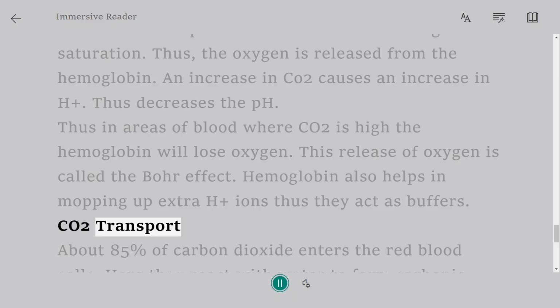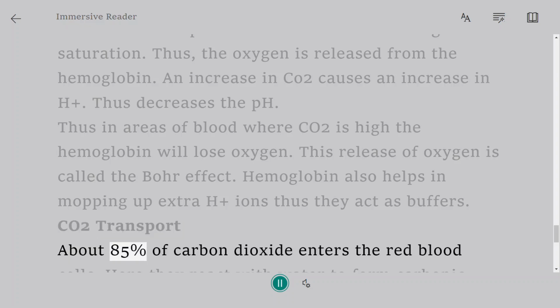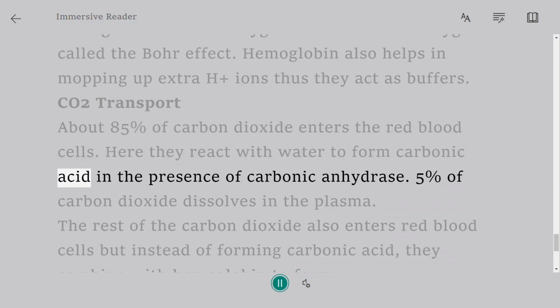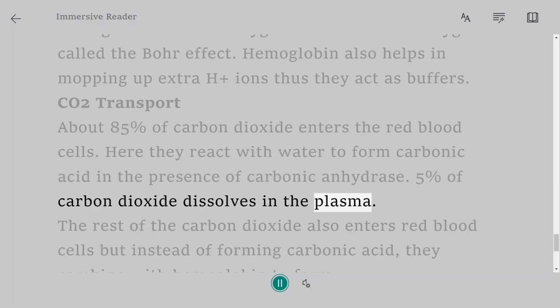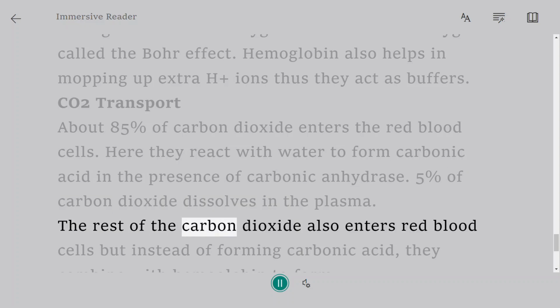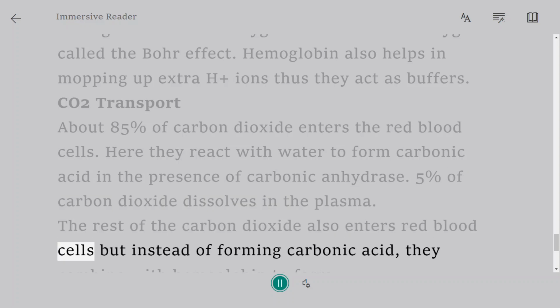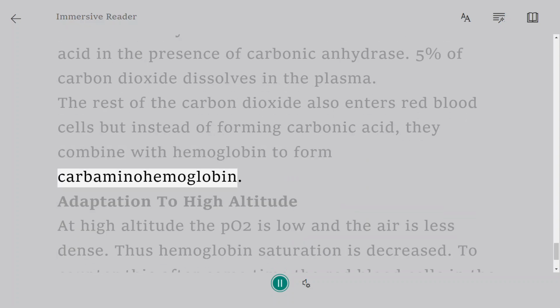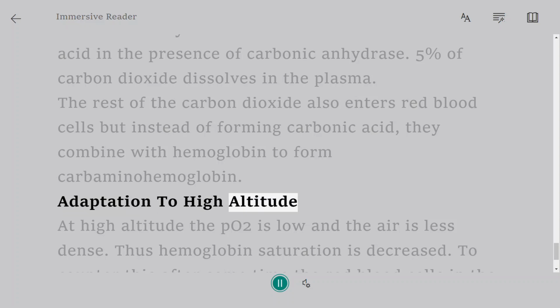CO2 transport. About 85% of carbon dioxide enters the red blood cells. Here it reacts with water to form carbonic acid in the presence of carbonic anhydrase. 5% of carbon dioxide dissolves in the plasma. The rest of the carbon dioxide also enters red blood cells, but instead of forming carbonic acid, it combines with hemoglobin to form carbaminohemoglobin.